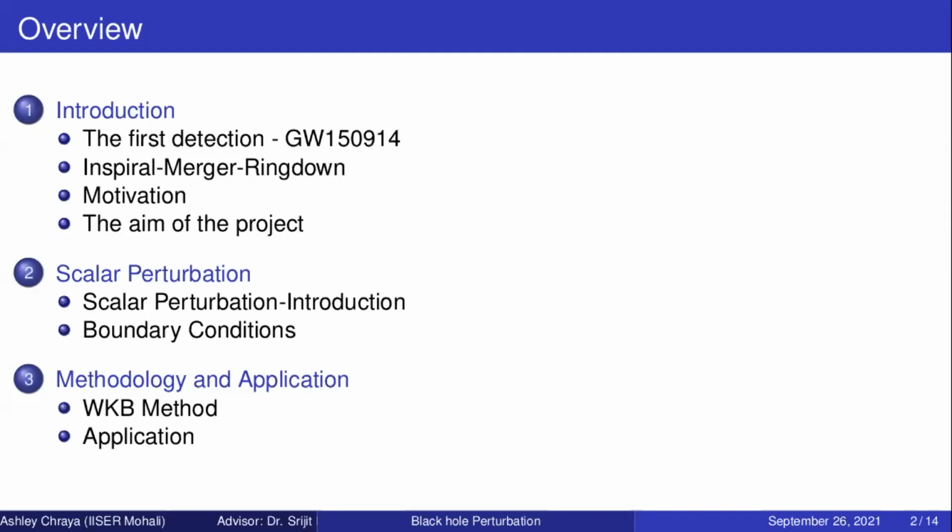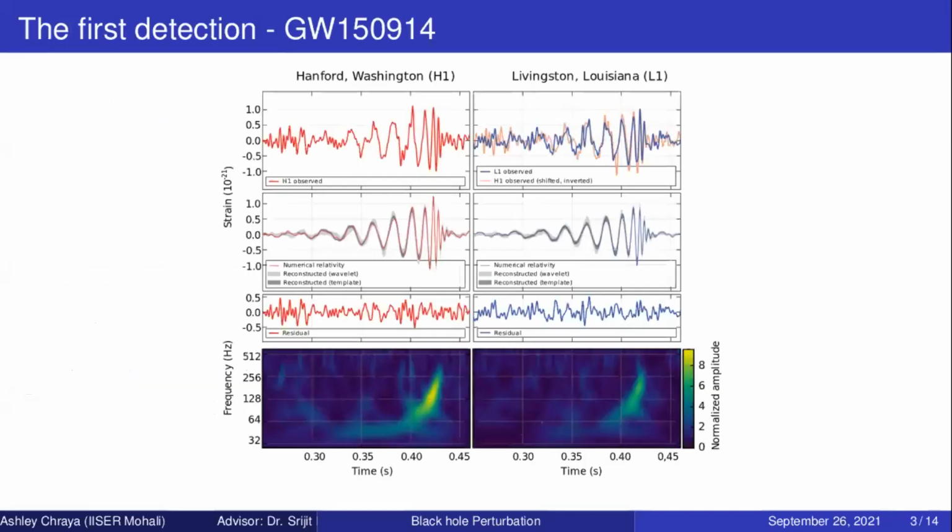And the second part would be a little technical in terms of math. I will consider a simple scalar field, and then we'll derive some of the equations there. And in the third part, I would take one WKB method, which would be applicable here, and then give out some of the inferences of the results which I have got. Okay, so with this, let's start.